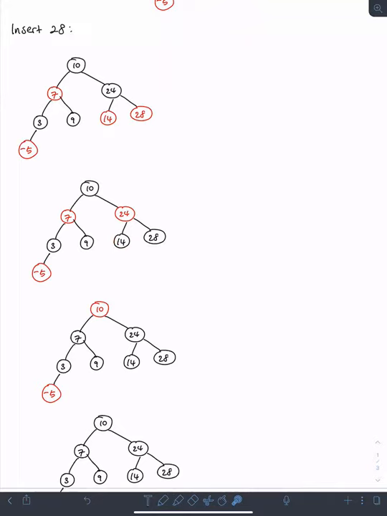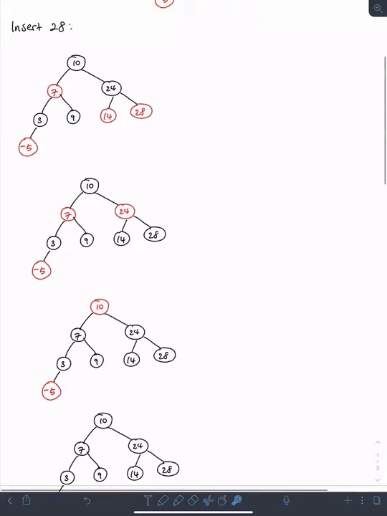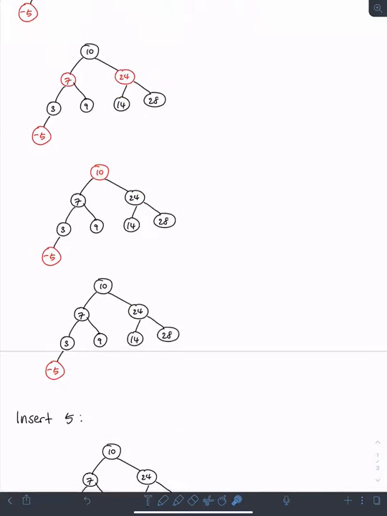and we now notice that we have the same problem again with this trio, right? So now we need to flip their colors as well. So now 10 is red, but notice that the root is 10 and the root always has to be black, but in this case it's red. So the quick fix is to just make it black. Okay, so this is the resulting tree after we insert 28.